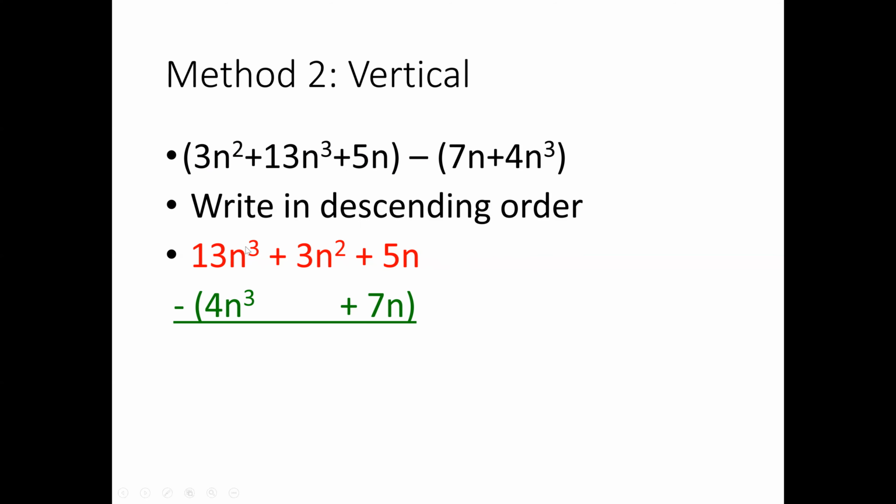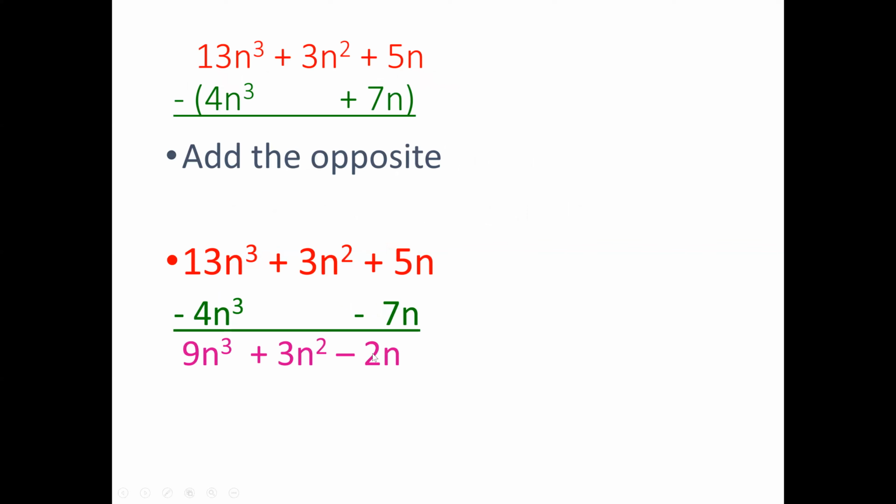So we're going to get 13n cubed minus 4n cubed, and that will give me 9n cubed plus 3n squared. Then plus 5n. Remember, this is plus 7n, it will change to minus 7n. So that will give us minus 2n. So the answer is the same as using the horizontal method. Our final answer will be 9n cubed plus 3n squared minus 2n.